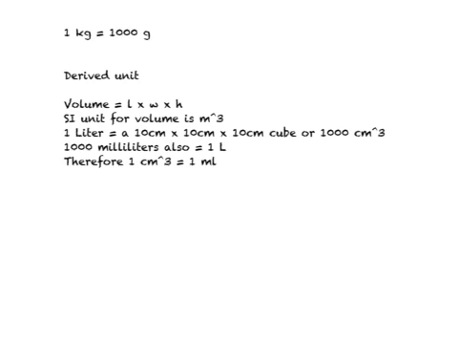A 1 meter cubed is not convenient for use in chemistry either. It's too large of a quantity. So chemists use liters or milliliters or cubic centimeters. So 1 liter equals a 10 centimeter by 10 centimeter by 10 centimeter cube, or 1,000 centimeters cubed. 1,000 milliliters also equals 1 liter. So therefore, 1 centimeter cubed equals 1 milliliter and they can be used interchangeably.